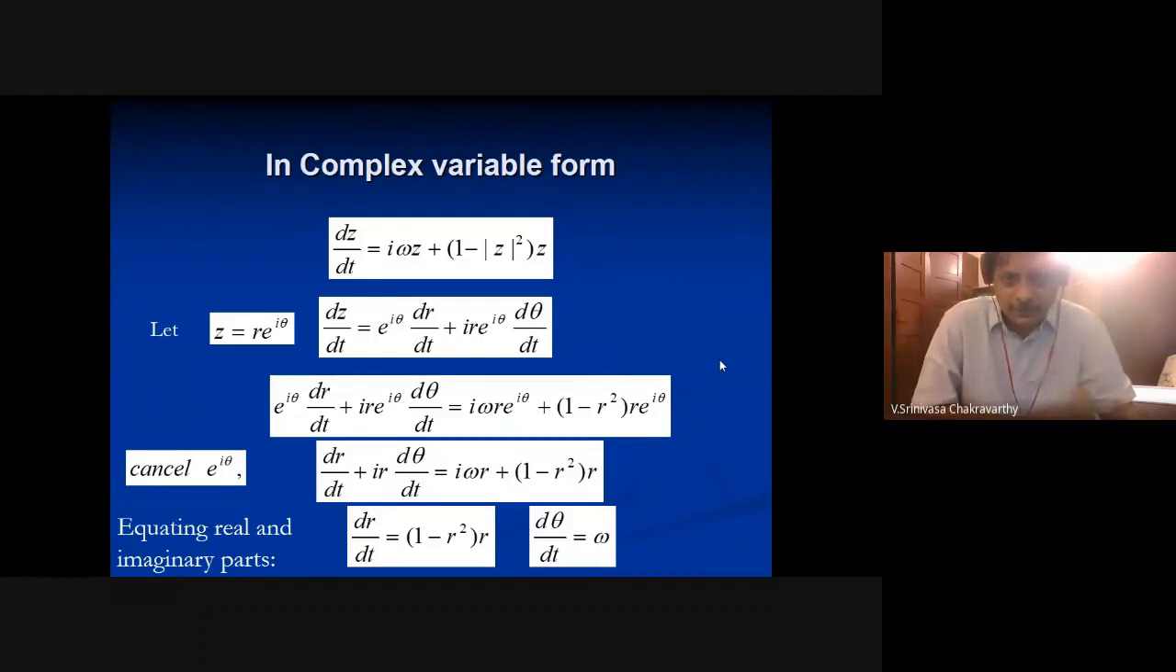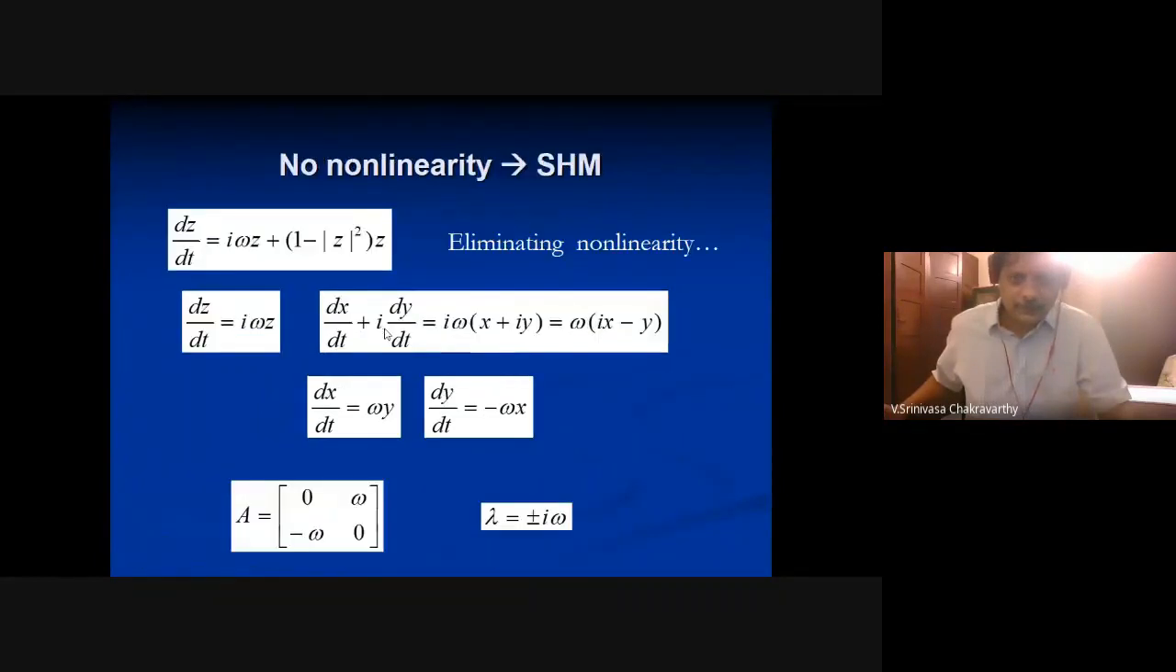So let me show that here. We started with this equation at the top, right? dz by dt is equal to i omega z plus (1 minus mod z square) times z. The nonlinearity in the equation comes because of the second term, this mod z square times z term, which is a cubic nonlinearity. So now if you take z equal to this and remove the nonlinearity, and just take the linear part, dz by dt is equal to i omega z.